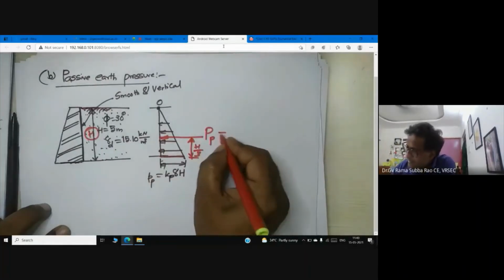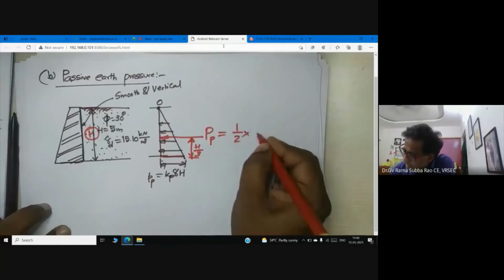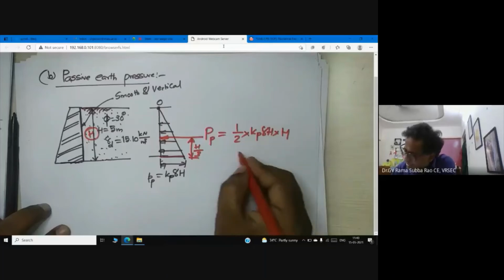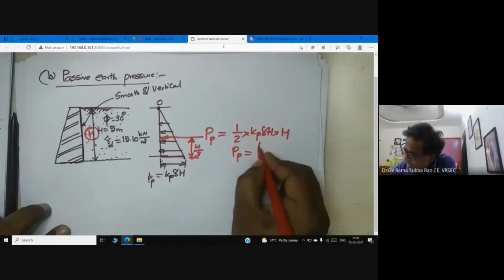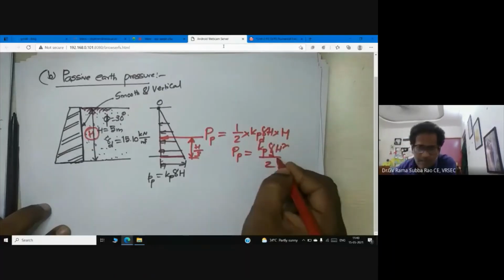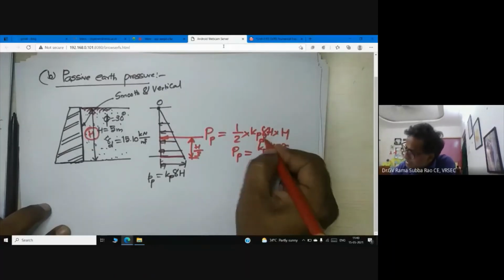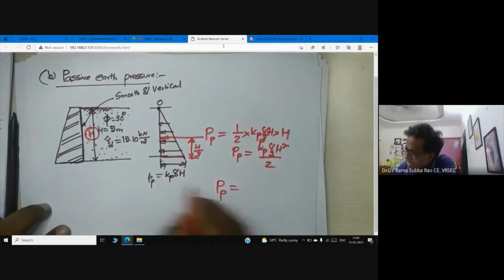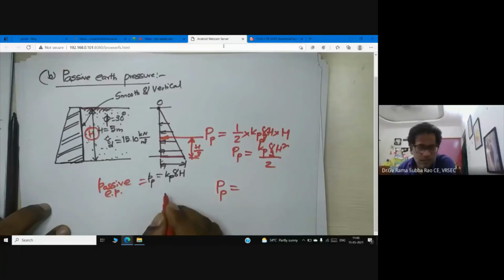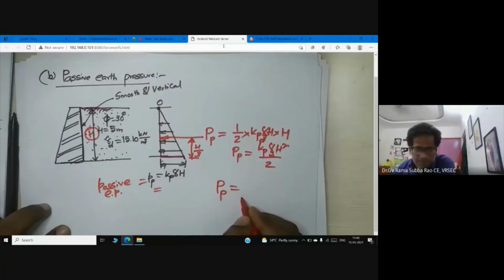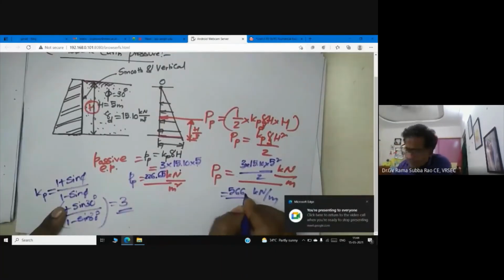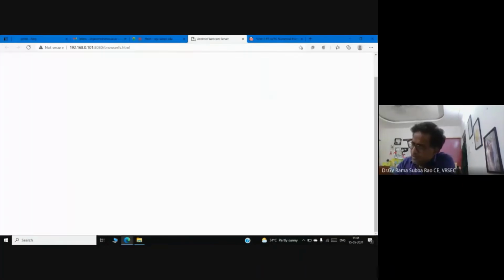How to calculate Pp? Now Pp is equal to half Kp gamma H into H. But in textbooks, they don't take much space. They will directly write Kp gamma H square by 2. Here gamma is gamma D. What is the answer for Pp, the passive earth pressure? Can anyone tell me the answer in kilonewton per meter? 566.12.